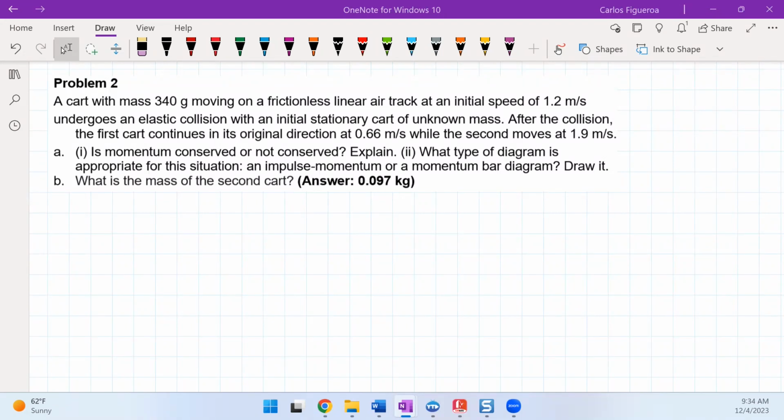Explain. What type of diagram is appropriate for this situation? An impulse momentum or momentum bar diagram? Draw it. What is the mass of the second cart? A. Draw a picture of the situation along with a bar diagram.